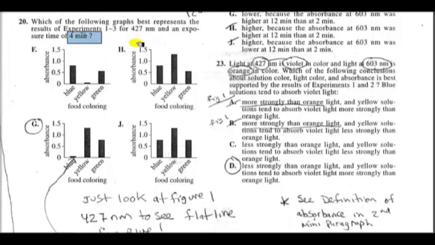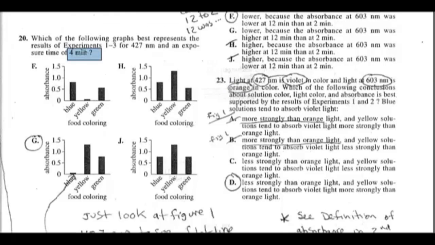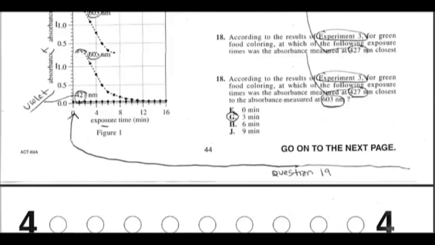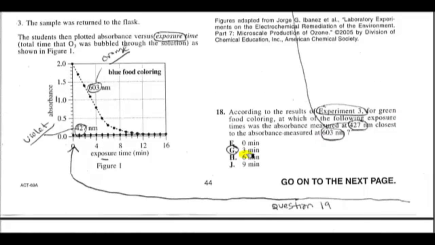But wait, we've answered some questions already by now that will give us some insight into this question. For example, do you remember the question just above, problem number 19, that asked us about experiment 1 dealing with 427 nanometers and 603 nanometers? When we looked at figure 1 in experiment 1, we noticed that something weird was happening here.